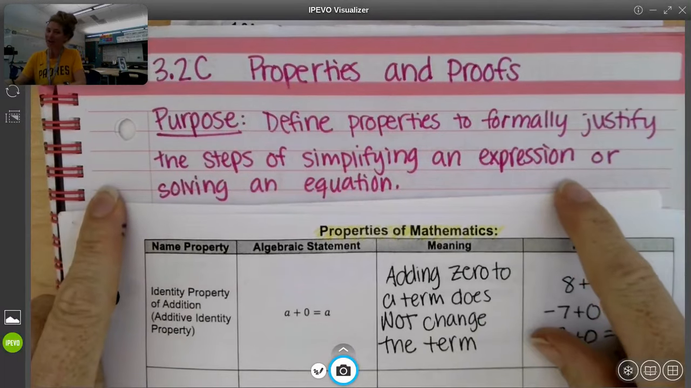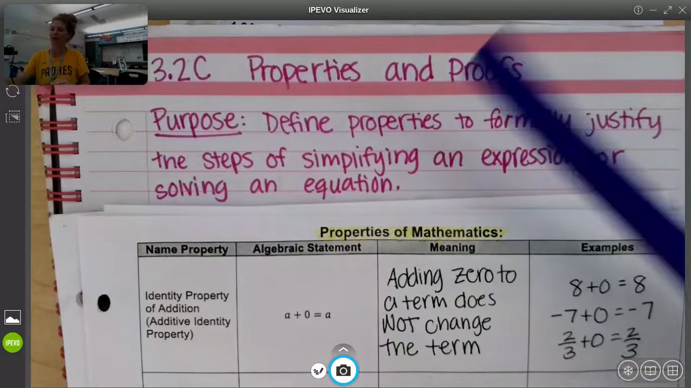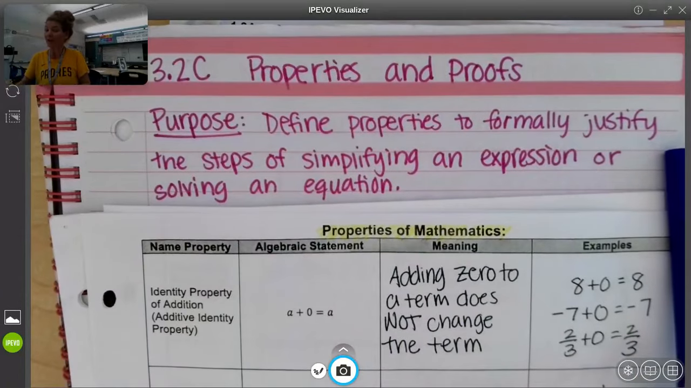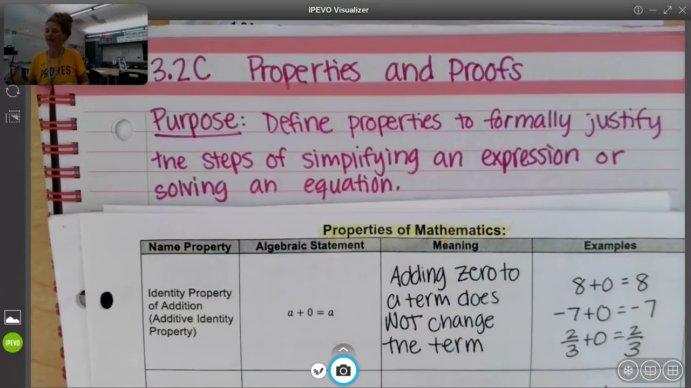3.2c, fill out your new notebook purpose, properties and proofs. Your purpose is to define properties to formally justify the steps of simplifying an expression or solving an equation. We're so close to solving equations. We need these for solving equations.